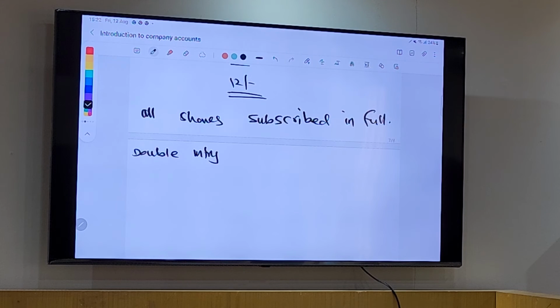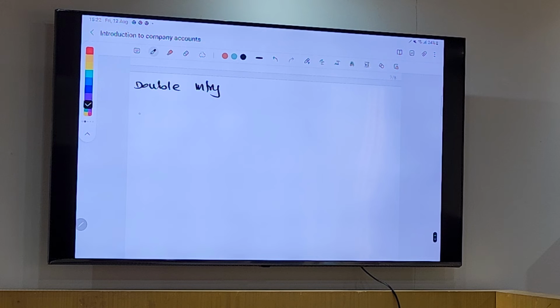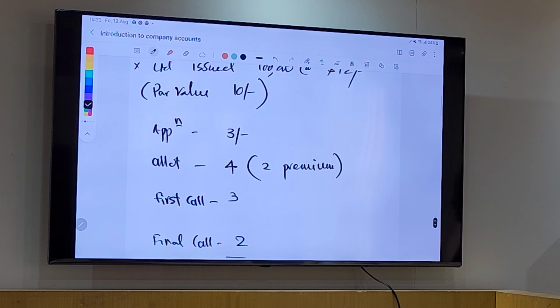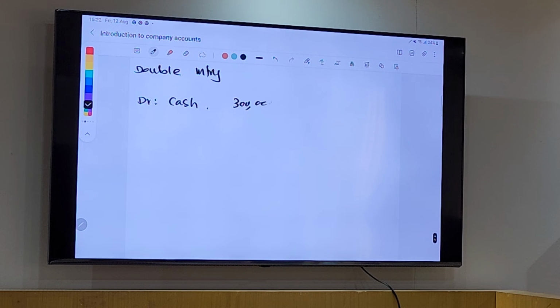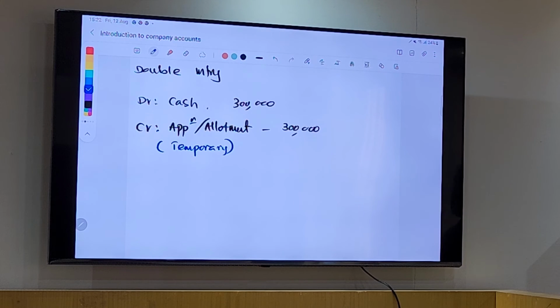Now we will look into the double entry. First, you will debit cash. How much application fee? $3. How many shares? 100,000. So 300,000. You will credit a place called application and allotment, 300,000. This is the first double entry. You debit the cash because the company is receiving cash, and then you credit application and allotment. And please remember, this account is a temporary account. Finally, when you prepare the trial balance, you will not have this.